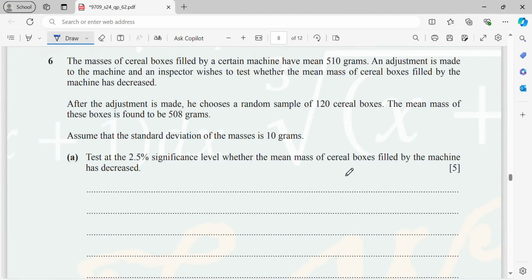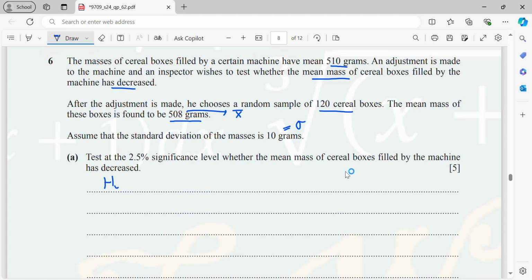Question 6. The masses of cereal boxes filled with a certain machine have mean 510 grams. An adjustment is made to the machine and an inspector wishes to test whether the mean mass of the cereal has decreased. After the adjustment, he chooses a random sample of 120 cereal boxes. The mean mass of these boxes is found to be 508. That means this is the x bar. Assume that the standard deviation is 10. This is sigma. Now test at 2% significance level whether the mean mass filled by the machine has decreased.